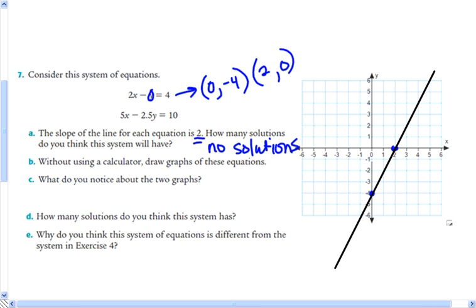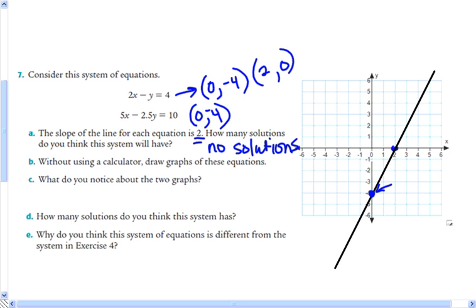And for the second equation, let's do the same thing. We'll find the intercepts. If x is 0, then y is equal to 10 divided by negative 2.5, which is 4. So the point (0, 4). Oops, that should be negative 4, right? 10 divided by negative 2.5 is negative 4. So (0, -4), that's this point again, right there.